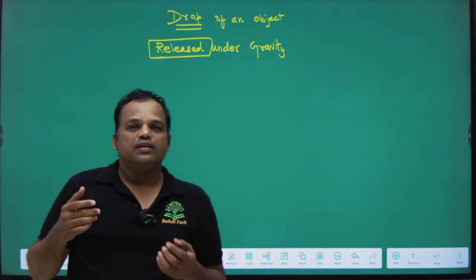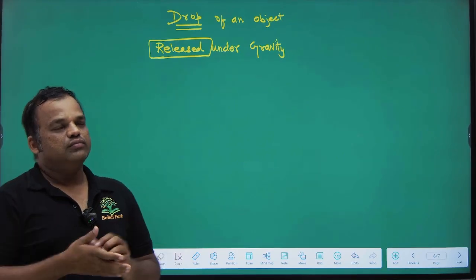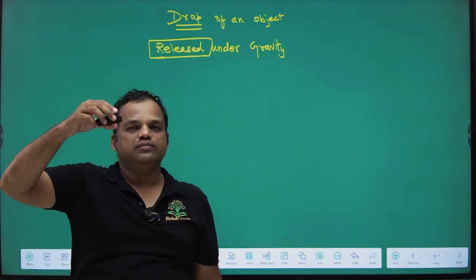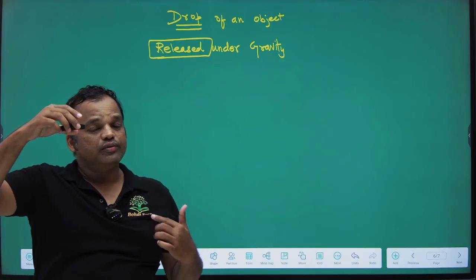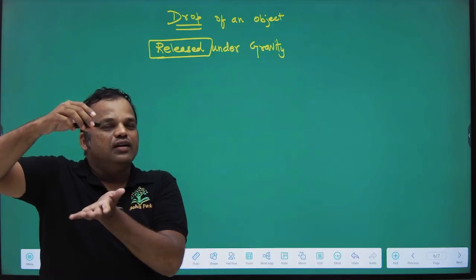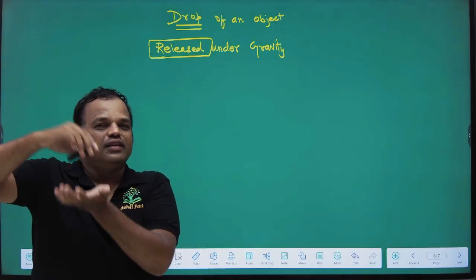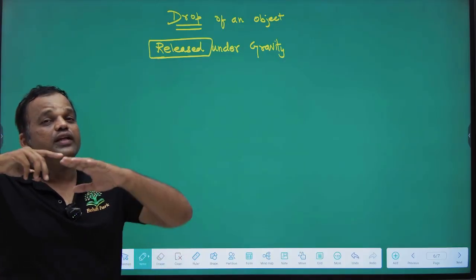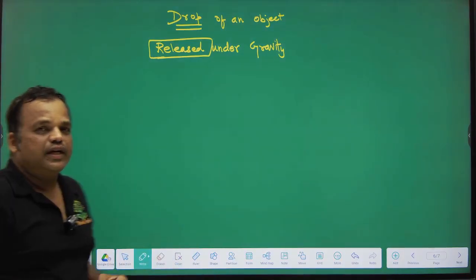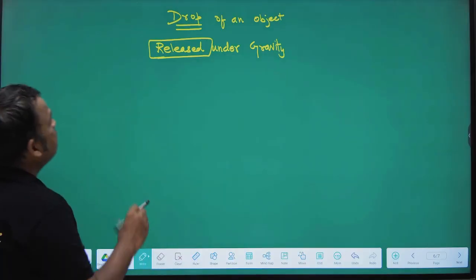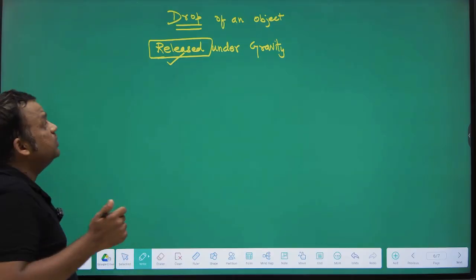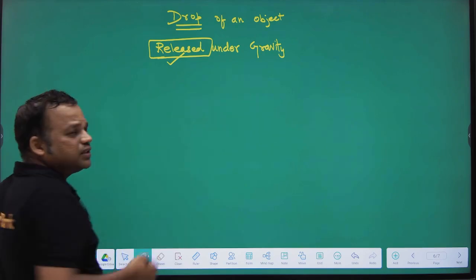Now imagine I am sitting in a balloon. Balloon is going upward, and I am holding this object. So when I release it like this, the initial velocity will not be 0. The initial velocity will be same as the balloon. So let's understand these two situations. What do you mean by released? Released means it is detached, and the force acting is only gravitational force.